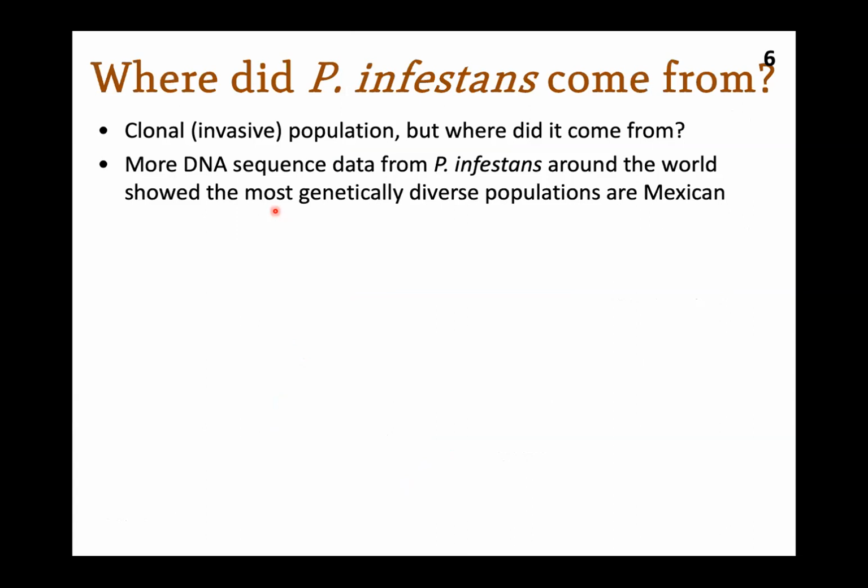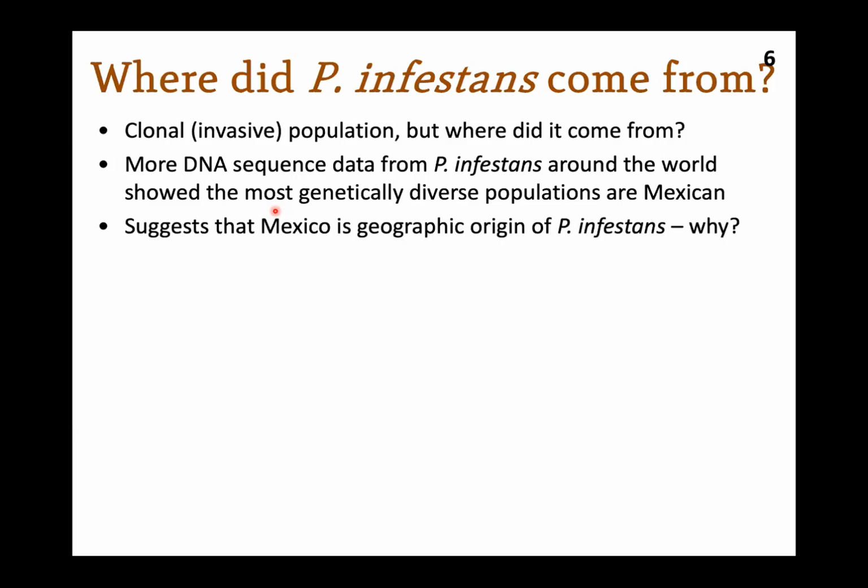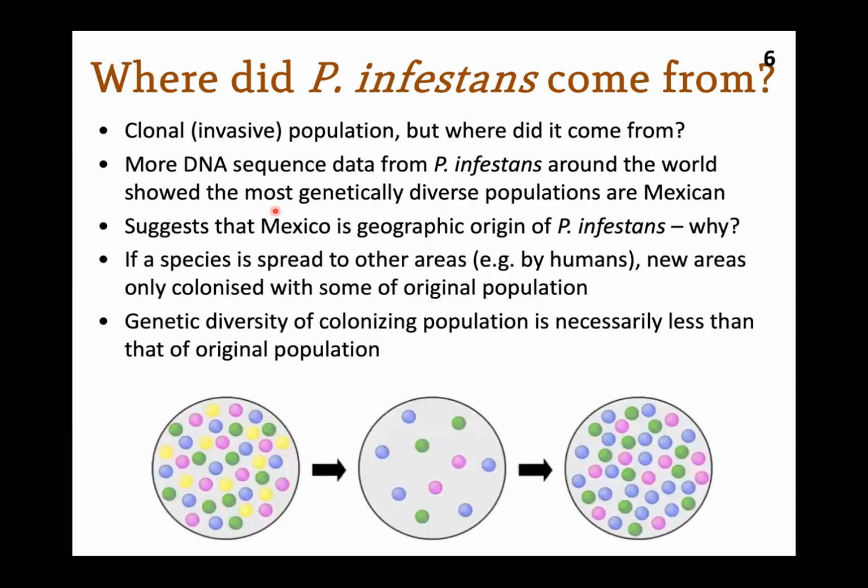I'm not going to show you the data, but more DNA sequence data from Phytophthora infestans from around the world has shown that the most genetically diverse populations are found in Mexico. So this suggests that Mexico is the geographic origin of P. infestans. And why is that? If you've been following along with what I've said, that should be obvious, but I will go through it. It comes down to this question of genetic bottlenecking again.